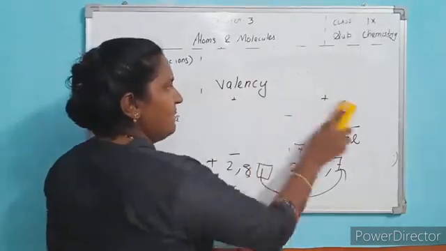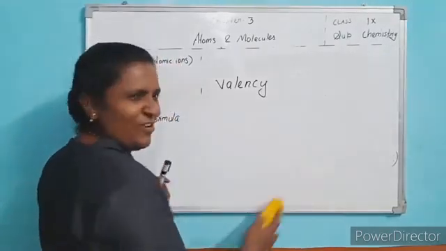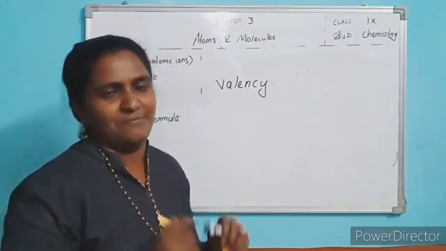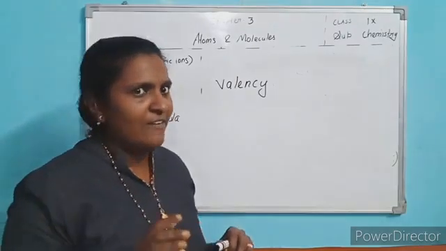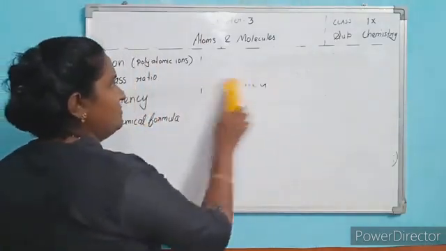Just study: metal donates, non-metal gains electron. This capacity is called combining capacity. Commonly, we say valency. Okay, this is called valency. Next one is chemical formula.